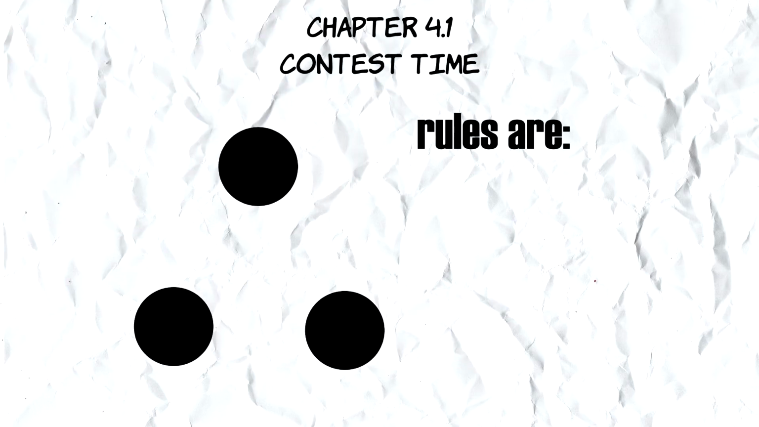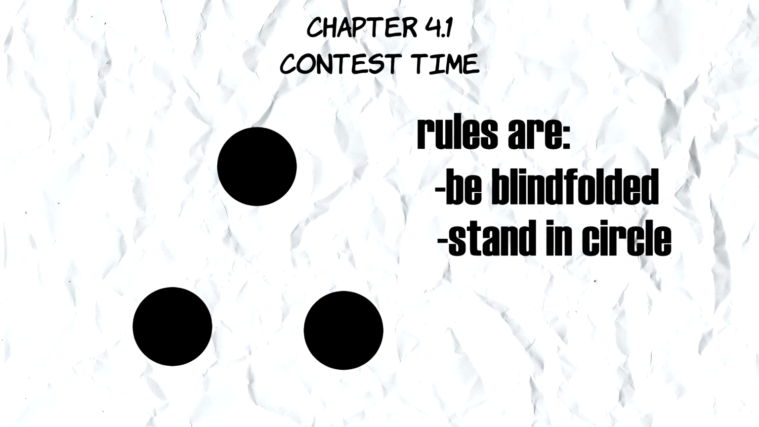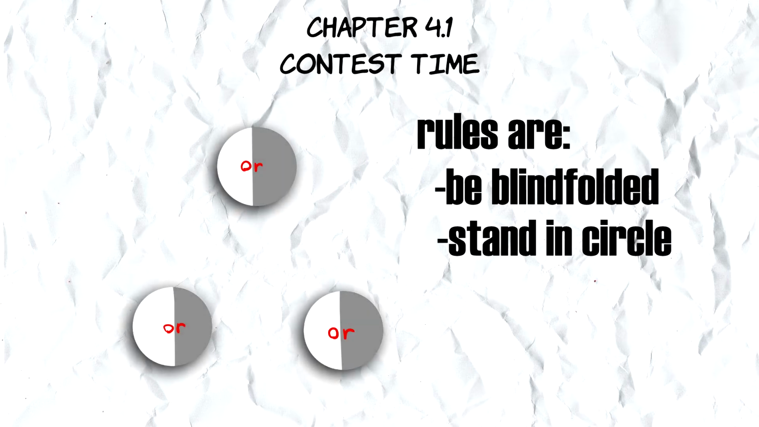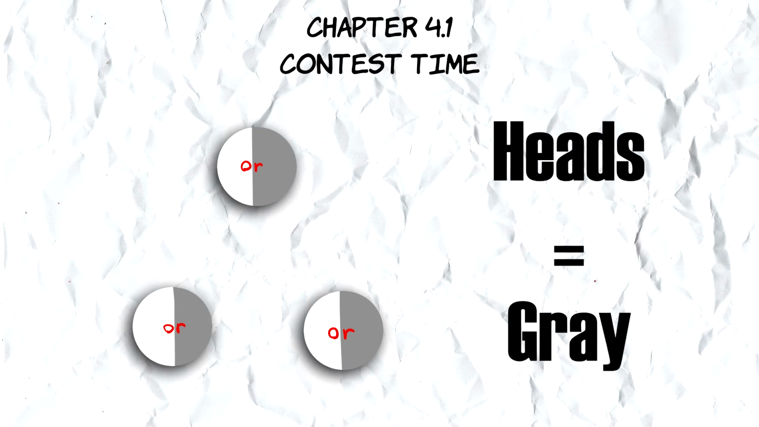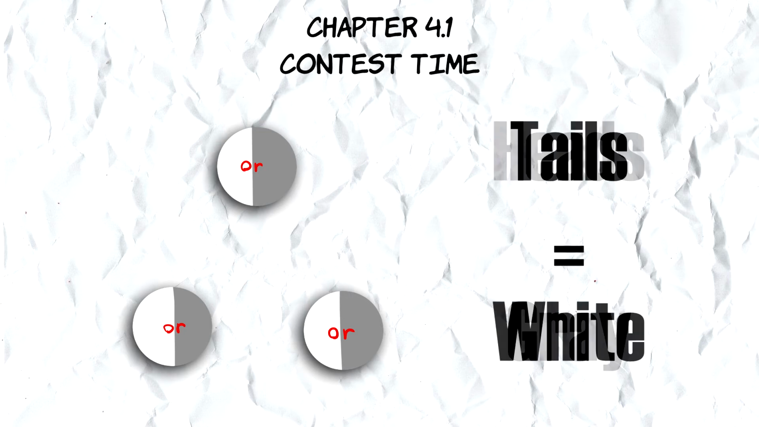A team is made up of 3 players. These 3 players are blindfolded and stand in a circle formation. They will be given a hat to wear while blindfolded. Using a fair coin, the game coordinator places a gray or white hat on each of the participants as follows. If the coin lands on heads, the player is given a gray hat. If the coin reveals tails, the player is given a white hat.